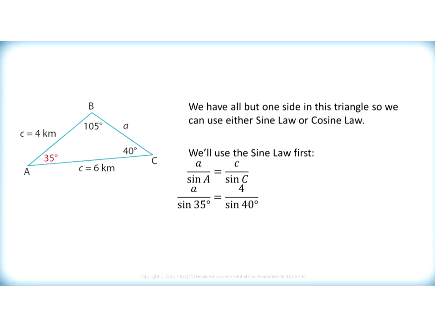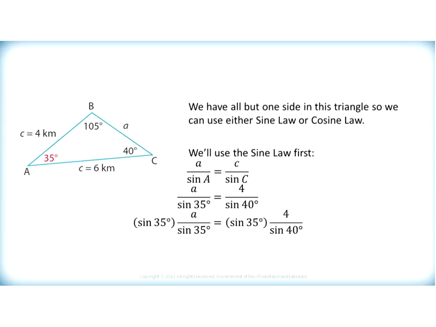So I put in my known information. Angle A is 35 degrees, angle C is 40 degrees, and side C is 4. Now, the next step I'm going to do is, if you recall, I can cross multiply here, or I know that to get A by itself, right now I'm dividing by sine 35. So to get A by itself, I can do the opposite operation to divide, which is multiply. So multiply both sides by sine 35.